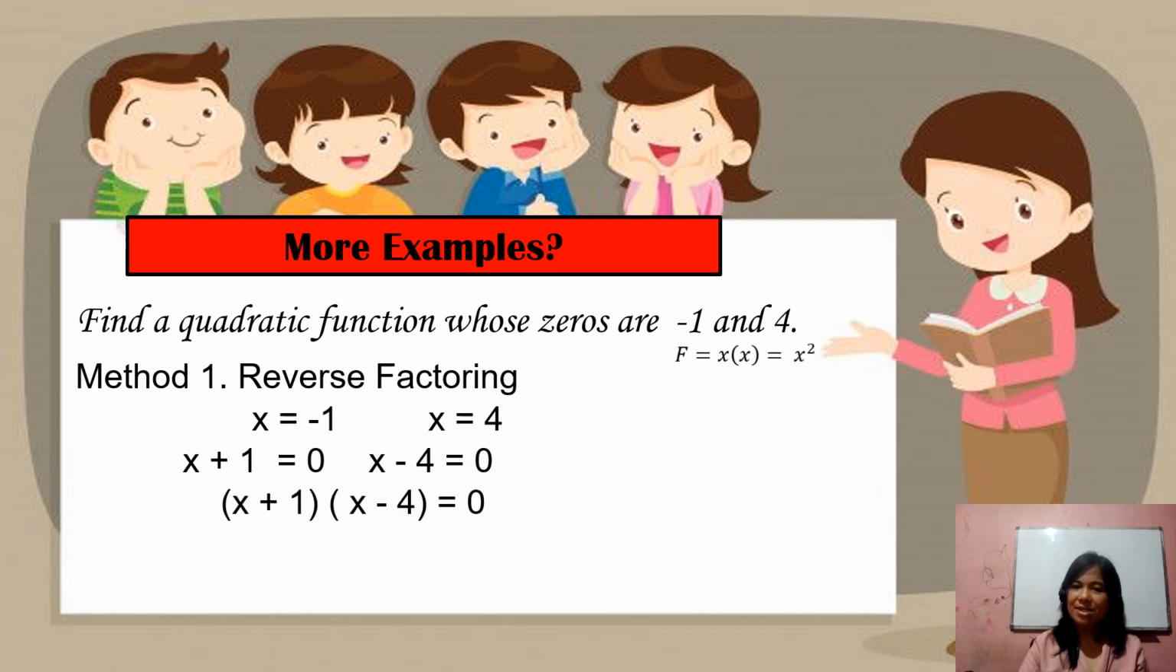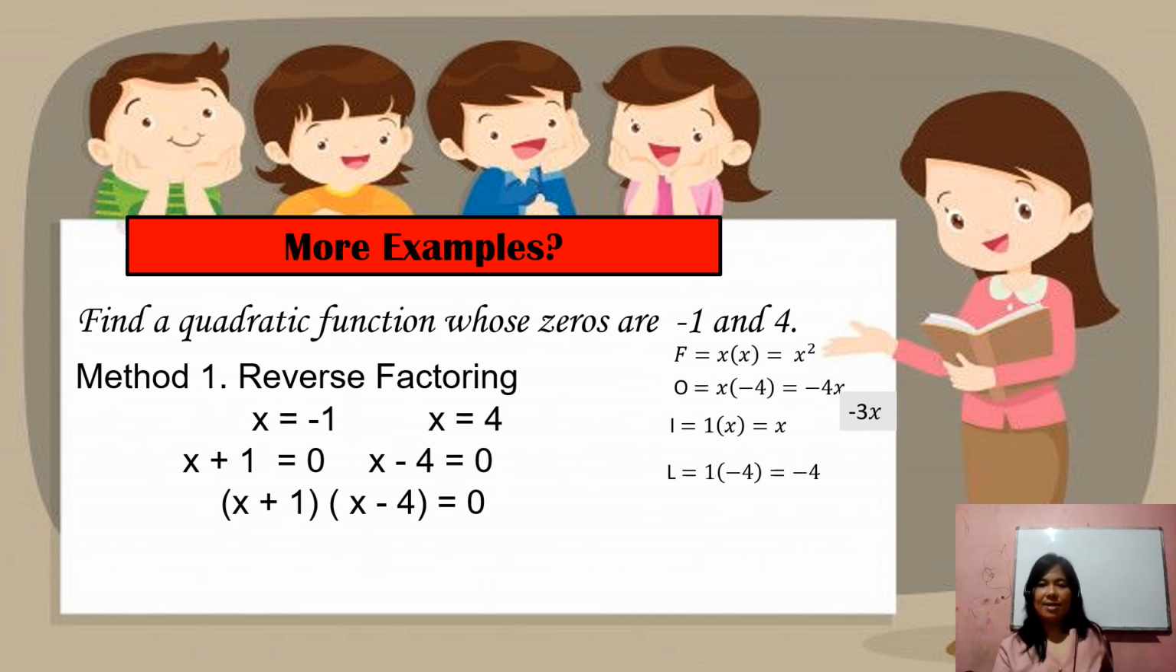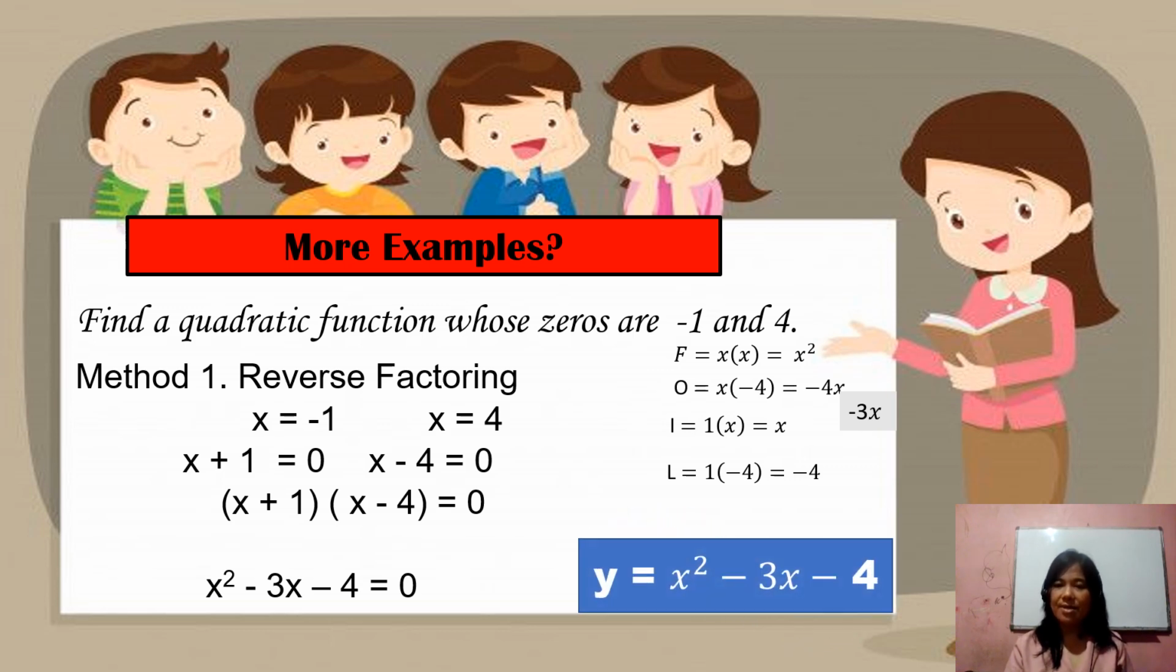Pag-isahin natin. Tapos mag-FOIL tayo dito. Pwede nyo siyang i-pause ang video para ma-check nyo kung magaling pa kayo sa FOIL method. Okay? So, meron tayong ending na x squared minus 3x minus 4 equals 0. Palitan ng 0 ng y. So, we have x squared minus 3x minus 4.